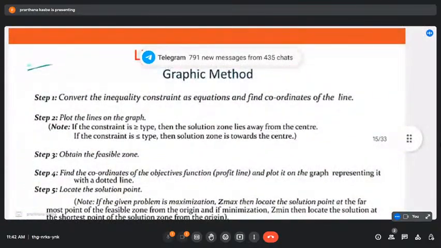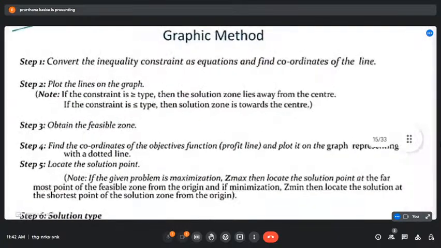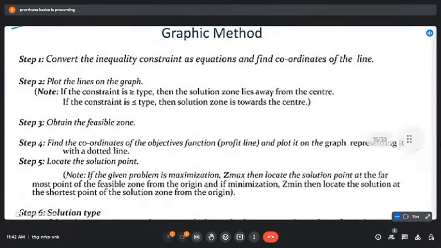Then the graphic method. What are the steps to solve by the graphic method?